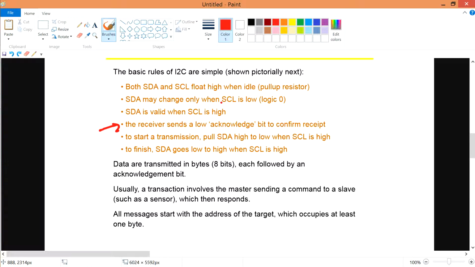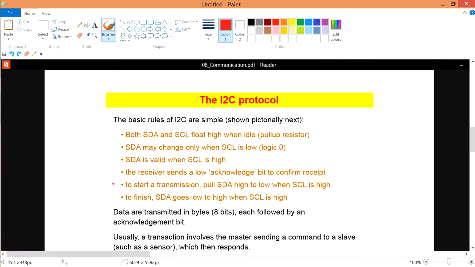Okay, let's carry on. So this is the meaning for this step. The last two sentences are pretty much the same, in that your SCL, your clock, has to be always high. So when your clock is high, then you can start a transmission or finish a transmission of your serial data. SDA is your data. So you want to transmit your data, right? So you need a clock to synchronize.